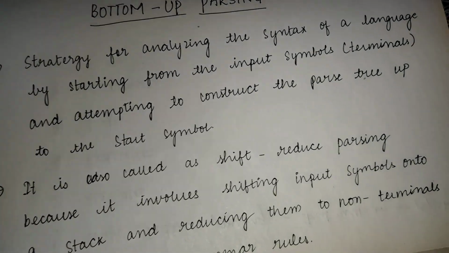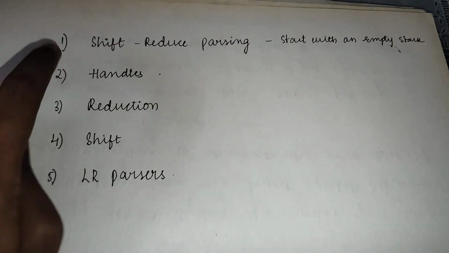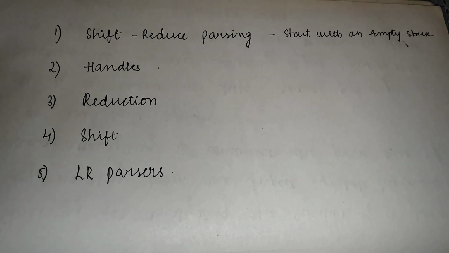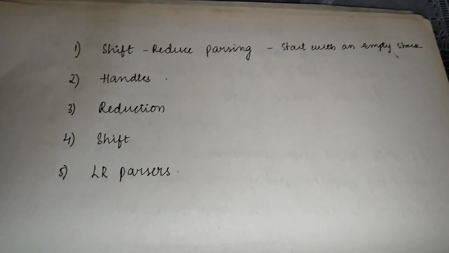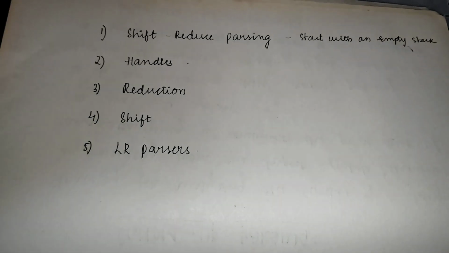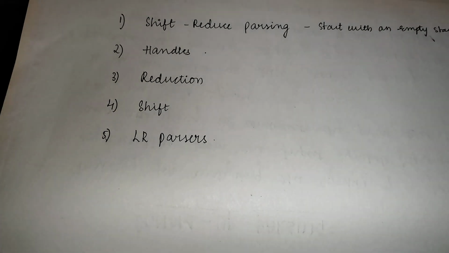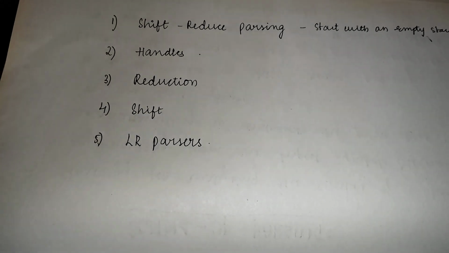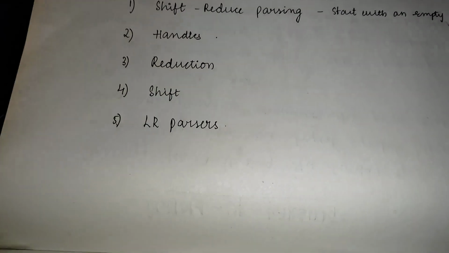Now, coming to the concepts of bottom-up parsing: shift reduce parsing, handles, reduction, shift, and LR parsers. Let's go deep into all of these. The first one is shift reduce parsing. This is a core technique used in bottom-up parsers. The parser uses a stack to hold symbols and attempts to match the top of the stack with the right hand side of the grammar to perform some reductions.